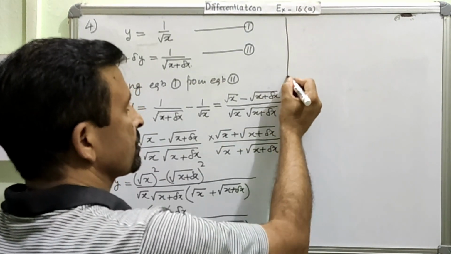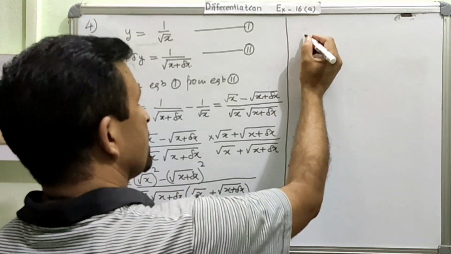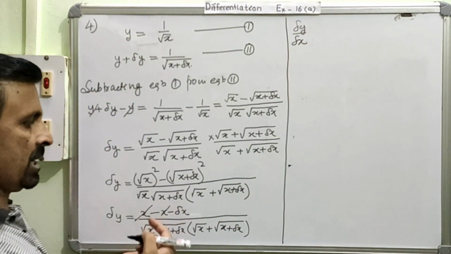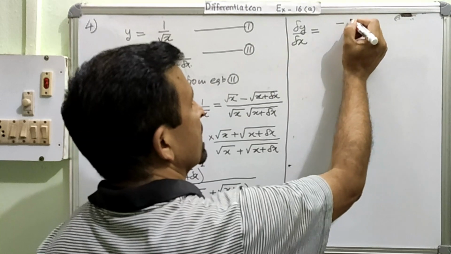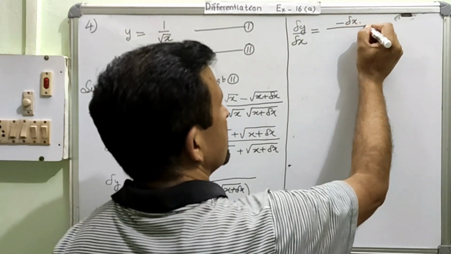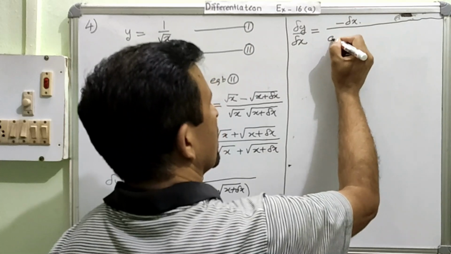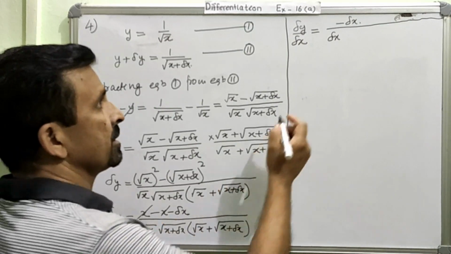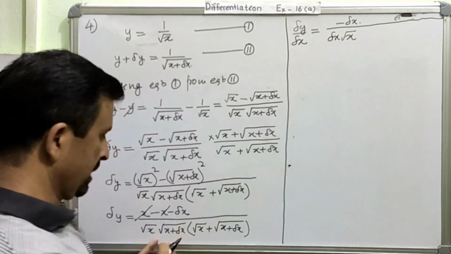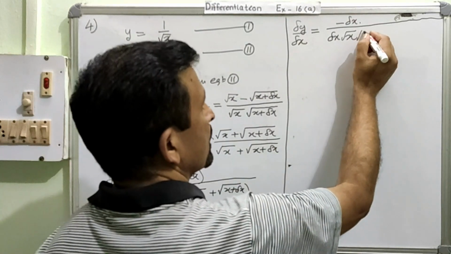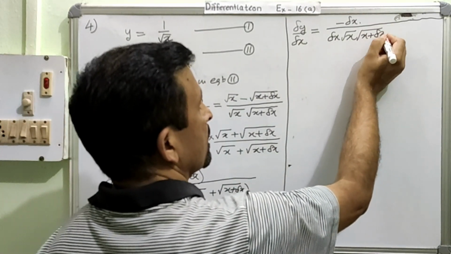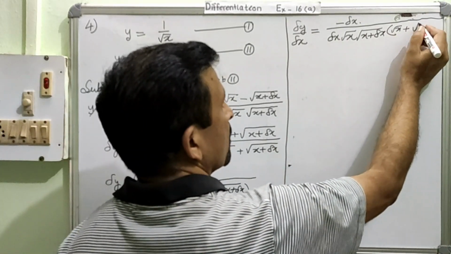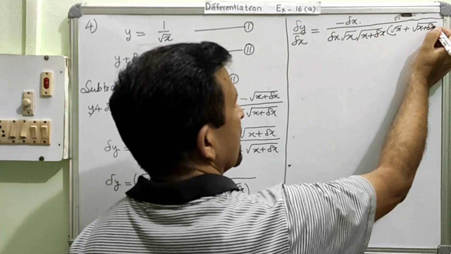So delta y divided by delta x. In the numerator we are left with minus delta x. In the denominator, here also we are going to divide it by delta x. So delta x I have introduced, then I will write the remaining quantity. Root of x plus delta x, in the bracket root of x plus root of x plus delta x.